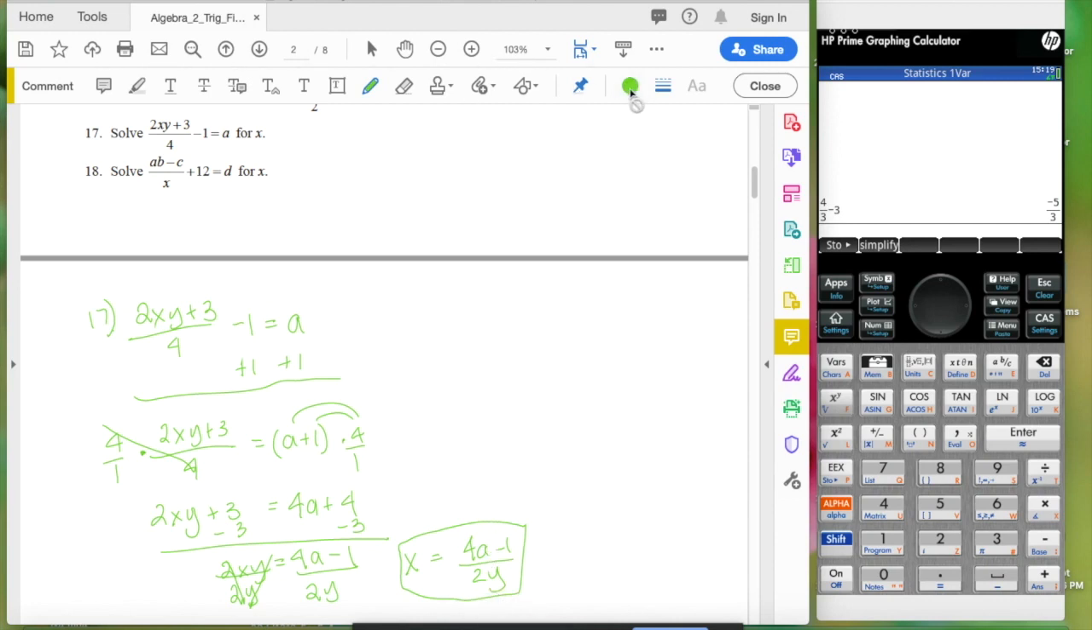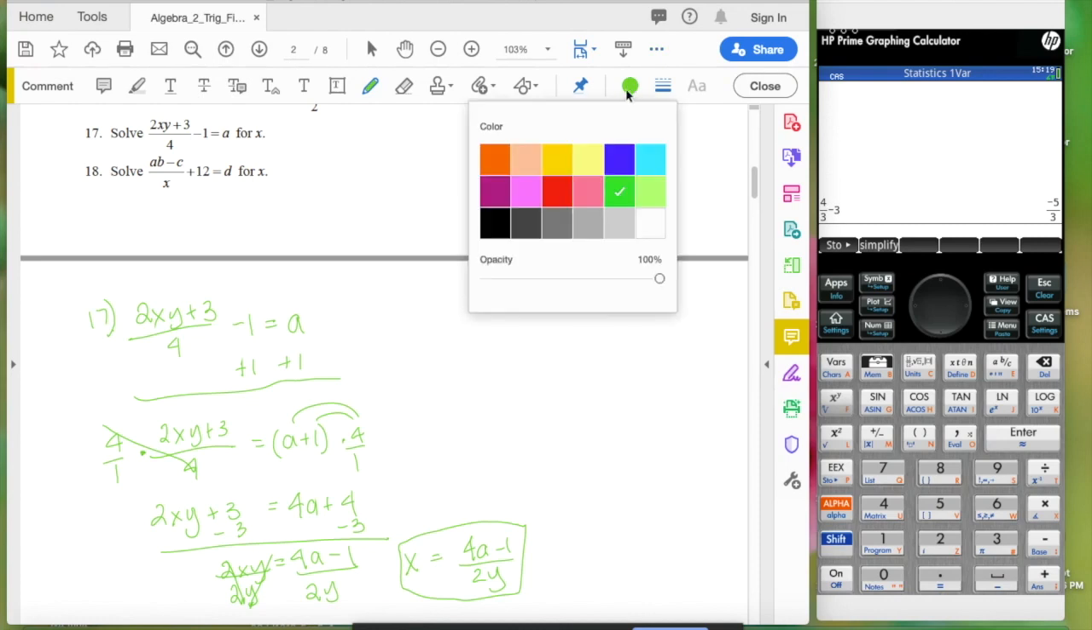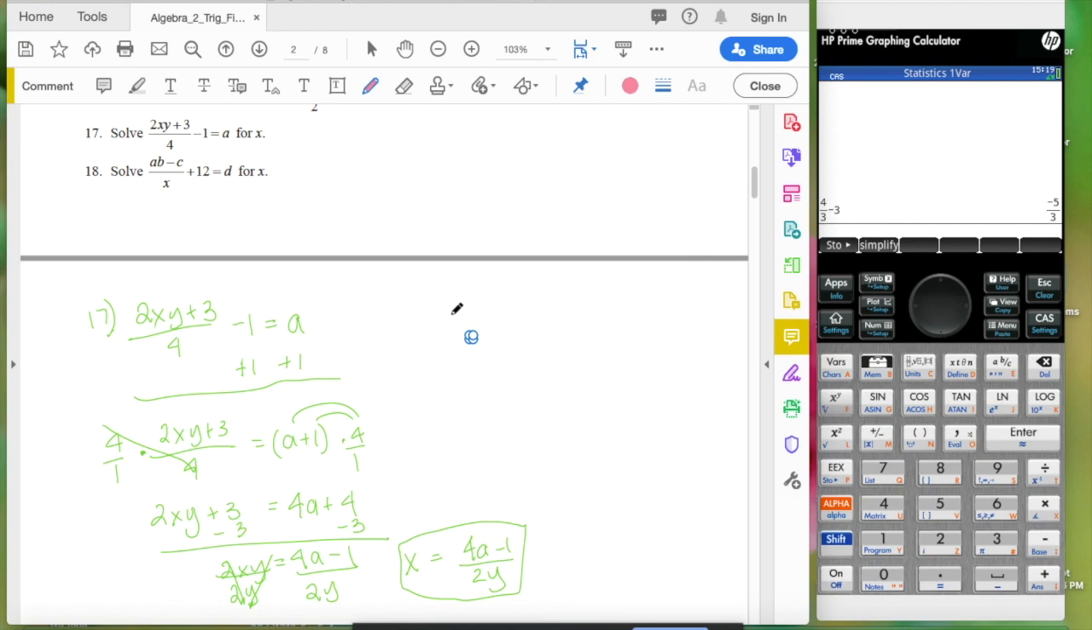And I'm just going to do 18 in a different color over here. Let's do pink. Okay, so we have ab minus c over x plus 12 equals d. And we're going to solve for x. Guys, we're going to be doing the exact same thing we did before. So we're going to move the 12 to the other side by subtracting it. We're going to have ab minus c over x equals d minus 12.